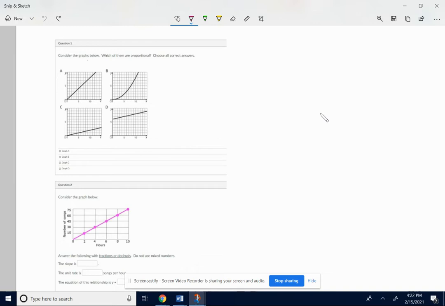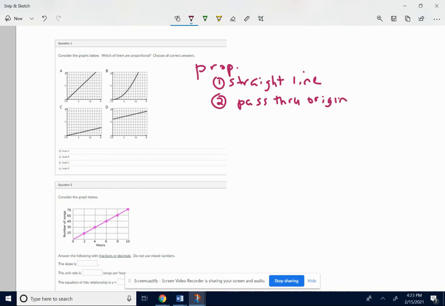Okay, number one, consider the graphs below. Which of them are proportional? Remember, to be a proportional graph, it needs to be a straight line, and it needs to go through point 0, 0, the origin. There's only two graphs that meet both of those requirements. Graph A is a straight line that goes through point 0, 0, and graph C. B is a curve, and D is a straight line, but it is not going through point 0, 0.